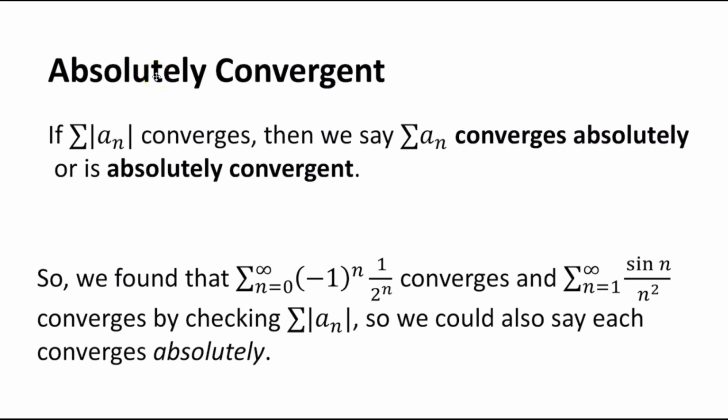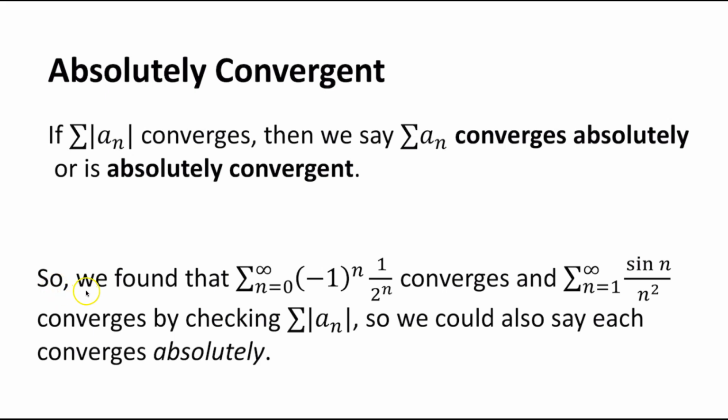Now we're going to define what it means for a series to be absolutely convergent. If the sum of the absolute value of a sub n converges, then we say that the sum of just a sub n converges absolutely or is absolutely convergent.